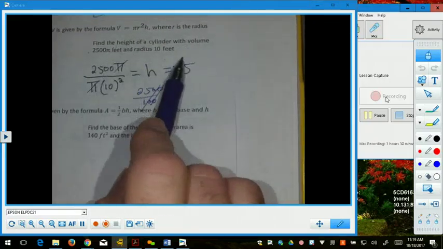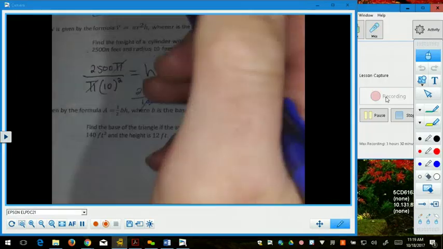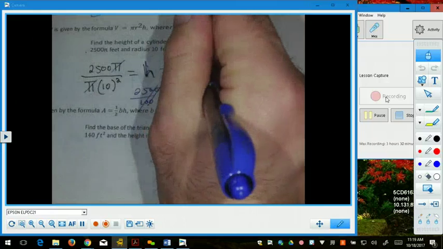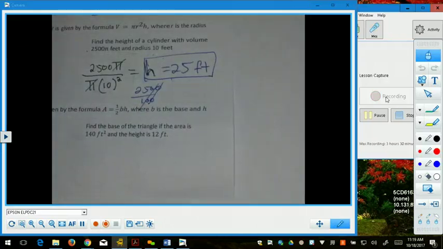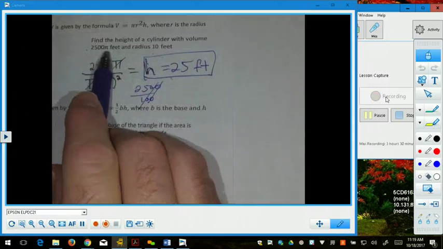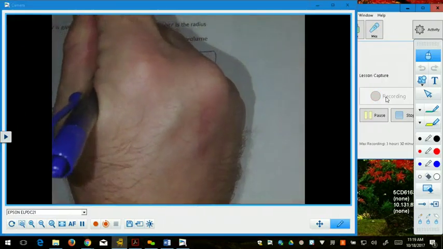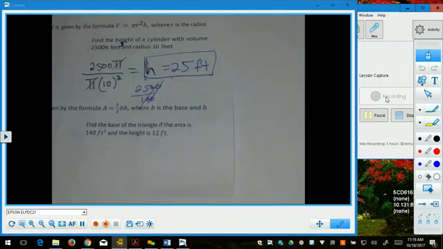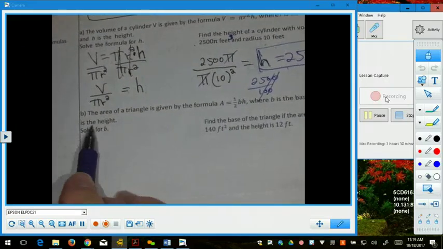By the way, this has a problem. This problem is not written correctly. It says the radius is in feet. Is the height going to be in feet since it's a linear measure? Yes. There's something labeled incorrectly in this picture. Anyone know what it is? It says the volume is 2500 pi feet. It should be 2500 pi feet cubed, because volume is cubic units. Unless it's gallons, then that has a relation to cubic inches.